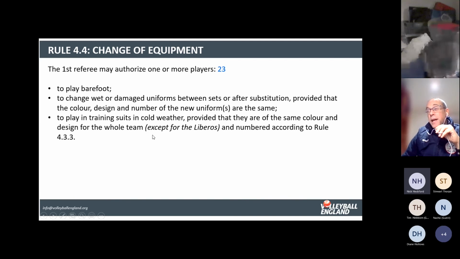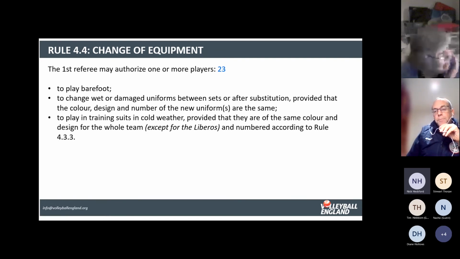I've never seen a team try and play in training suits, but obviously players do at times change their uniforms, but they must leave the control area in order to do so. So they are not changing on court.